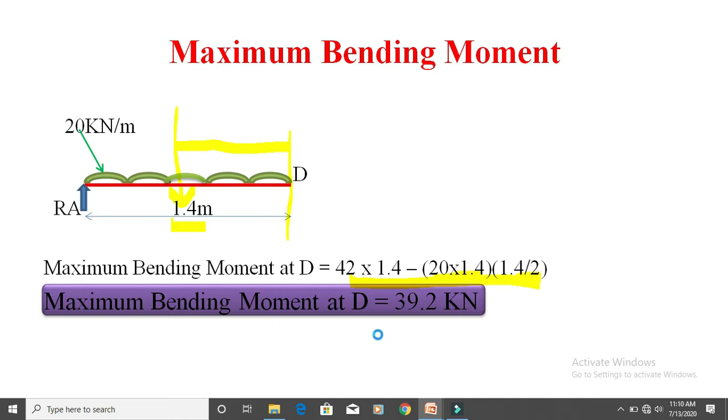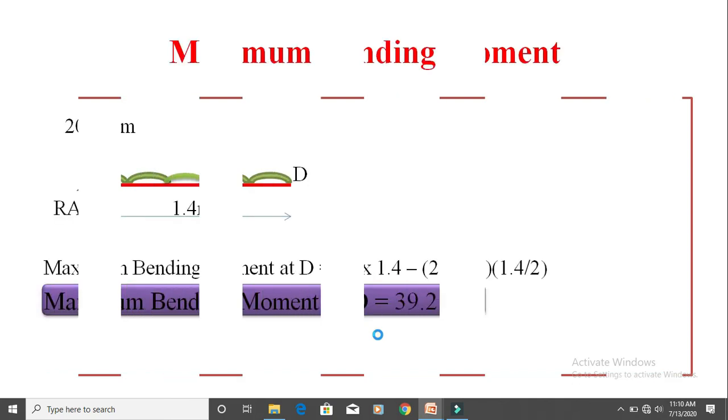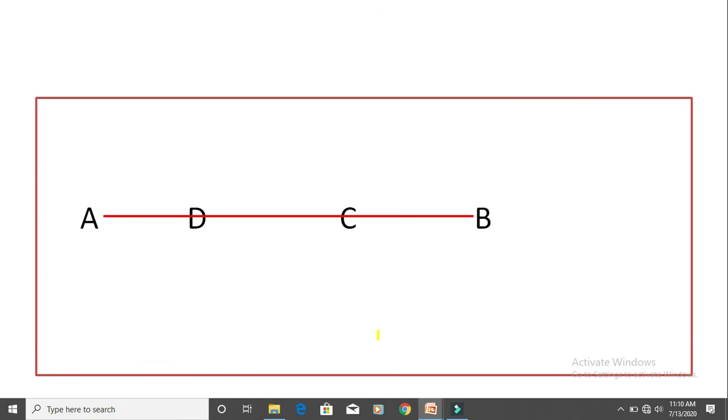So the next step is to draw the bending moment diagram. For drawing the bending moment diagram, first draw the baseline: A, D, C, B. The value of bending moment of A is 0. The value of bending moment of D is 39.2 kilonewton meter. This is the value of bending moment of C, and bending moment of B is also 0.